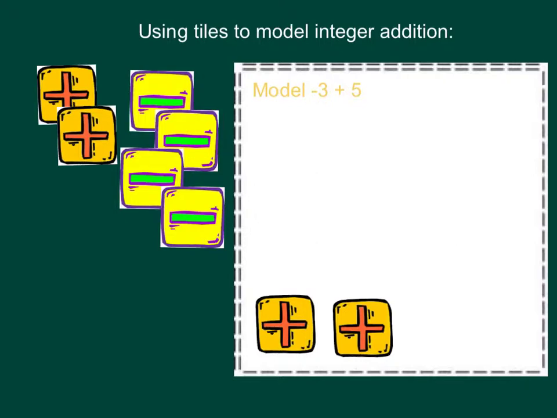After removing all of our zero pairs, we notice we have 2 positive tiles left. That means our answer is +2.